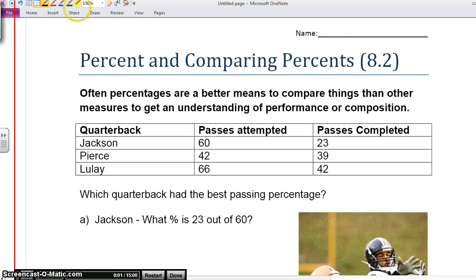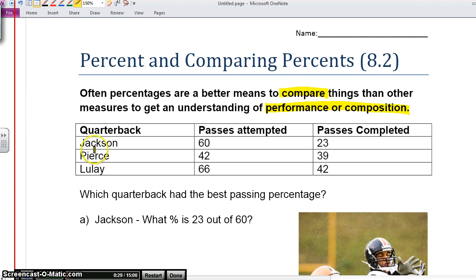All right, we've used percent a lot before. We're going to do something a little different here today, and then we're going to work towards using proportions, or setting up proportions, to find percents, solve for percents. As we know, we've used percents comparing things. We're using them to talk about performance or composition, and we're making a statement here that they're a better means to compare things than other measures, right? Because we get everything kind of standard.